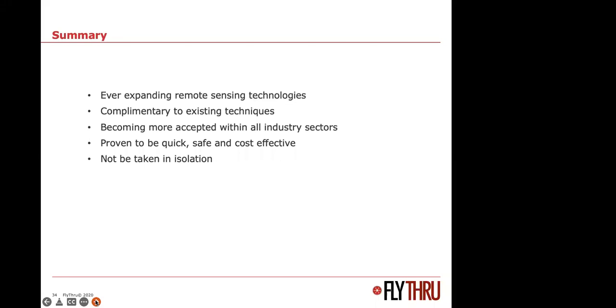Got to remember the complementary as well as enhancing normal techniques. Industry is becoming aware, and loads of the larger organisations have their own drone teams and use us for the specialist side of things. Not to be taken in isolation. Don't do it as a replacement. You know, think about the type of data that needs to be required and the way in which you'd want to fly it.